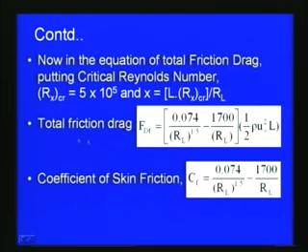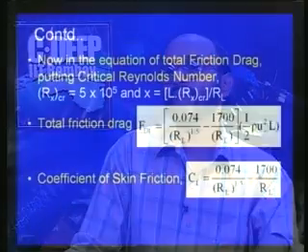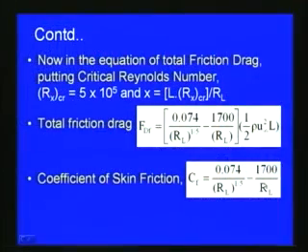So, from this expression we can write the coefficient of skin friction, Cf, is equal to 0.074 divided by RL to the power 1 by 5, minus 1700 divided by RL. So, this gives the coefficient of skin friction for the case where we consider simultaneous existence of the laminar and turbulent boundary layer. Like this, we found the skin friction coefficient and then the total friction drag.